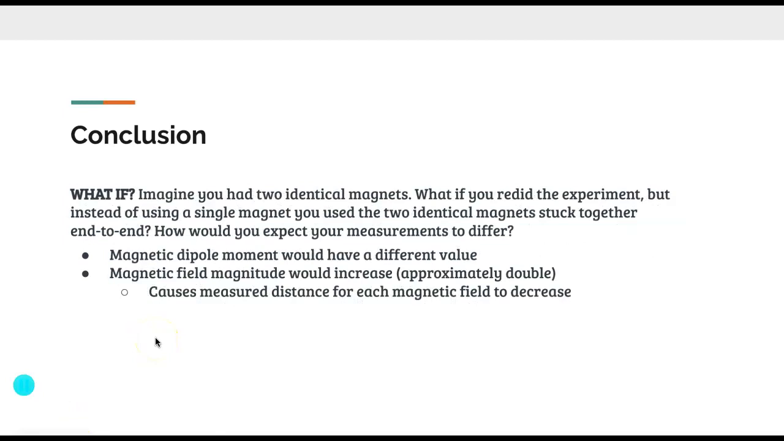So if we redid the experiment, but instead of using a single magnet, used two identical magnets stuck together end to end, the magnetic dipole moment would be a different value, and the magnetic field magnitude would increase to approximately double, which causes the measured distance for each magnetic field to decrease.